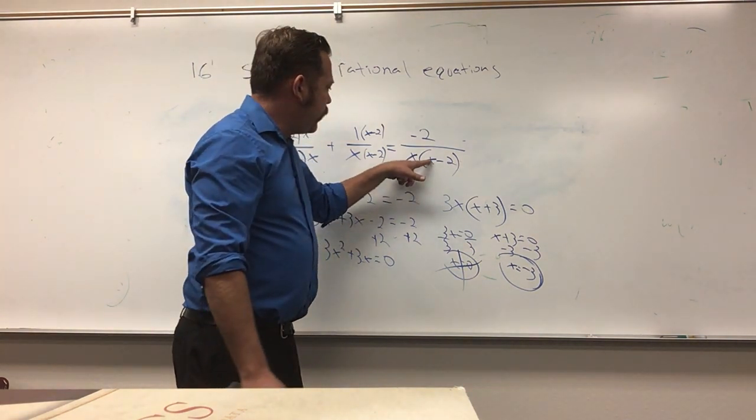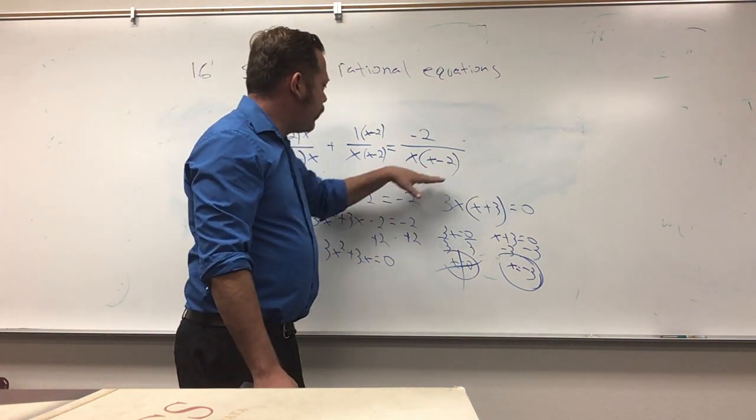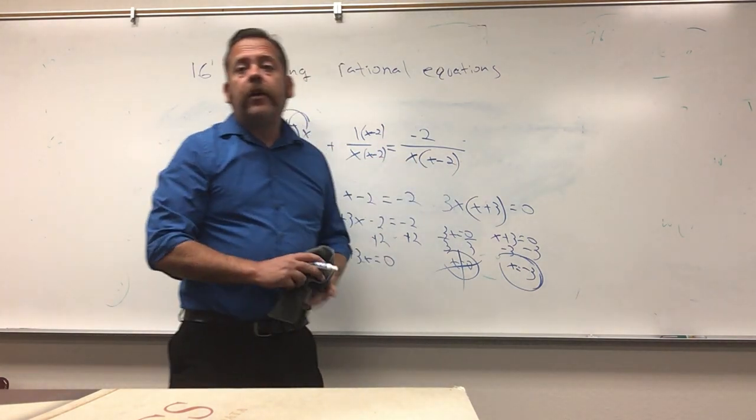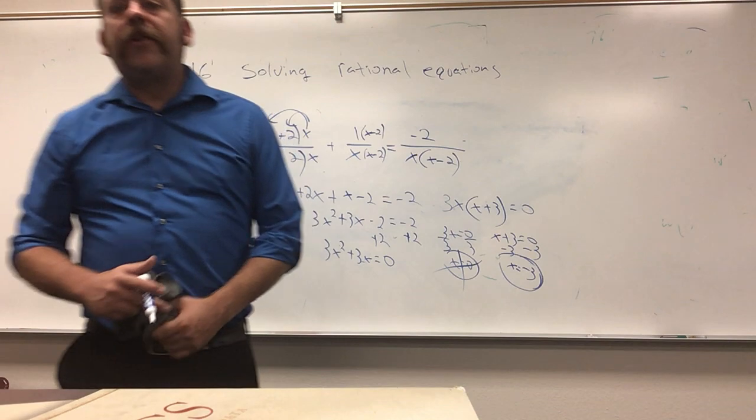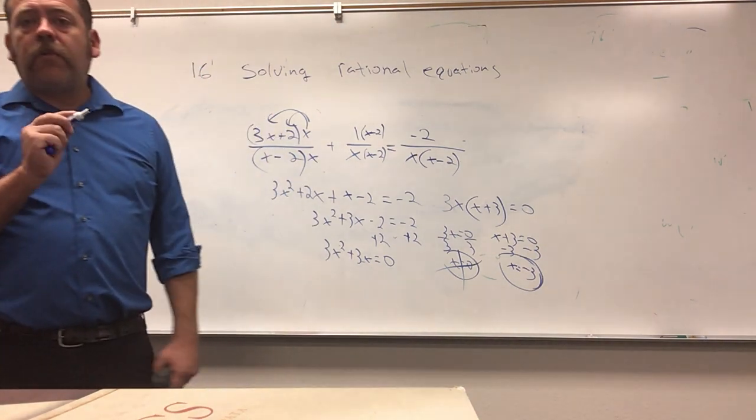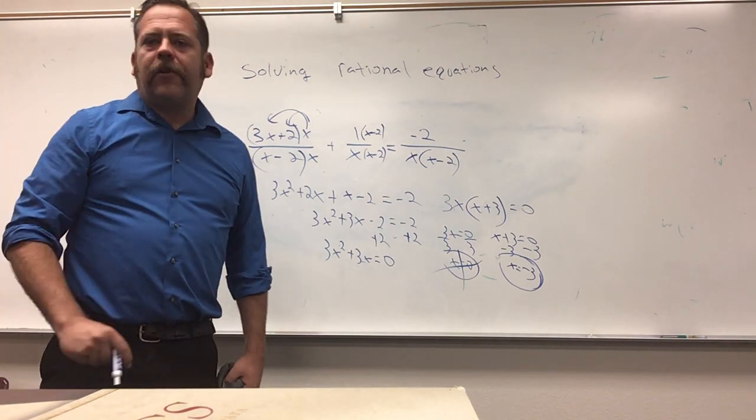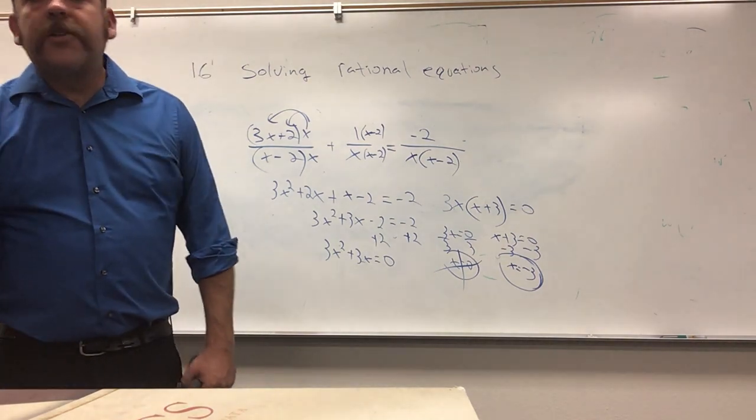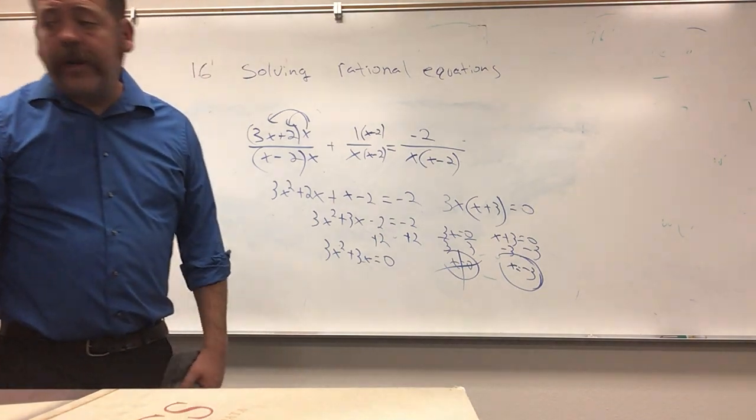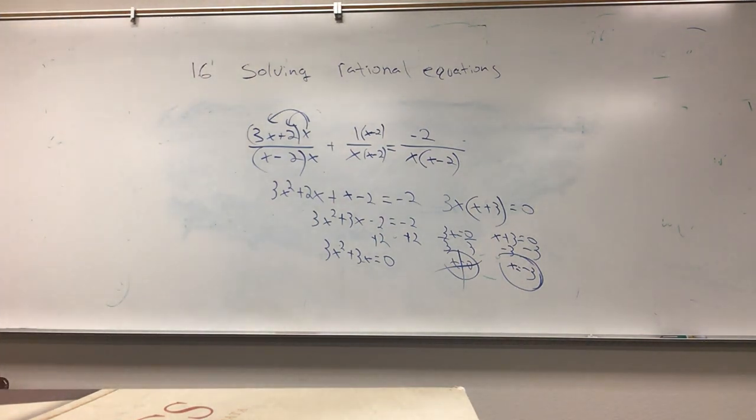Negative 3. Negative 3 minus 2 is negative 5. Negative 5 times 3 times negative 3 is 15. Well, 15 is fine in the denominator. The only number that's not okay is 0 in the denominator. So in this case, there was one valid, there's the bell again. There was one valid solution for x, and it was negative 3. Okay? All right, let's do one more for good measure.